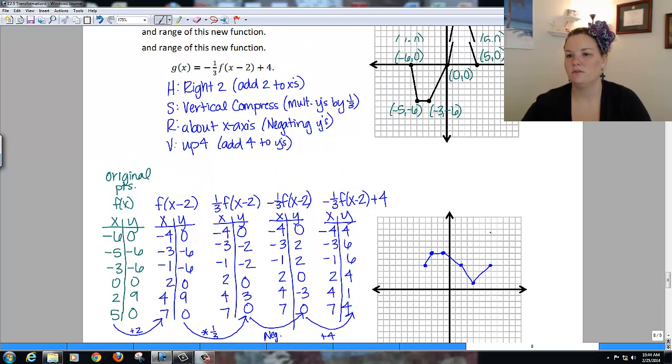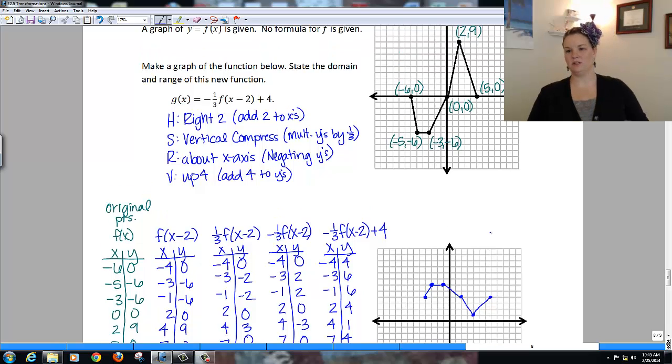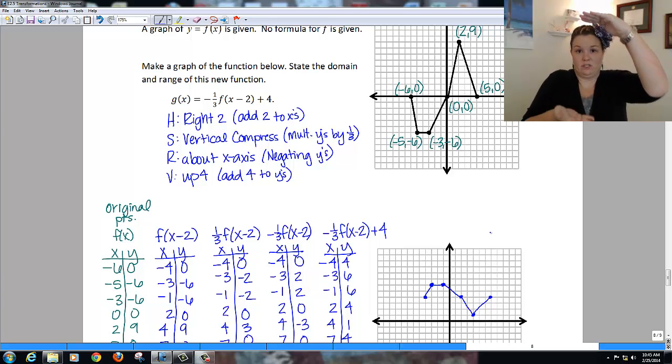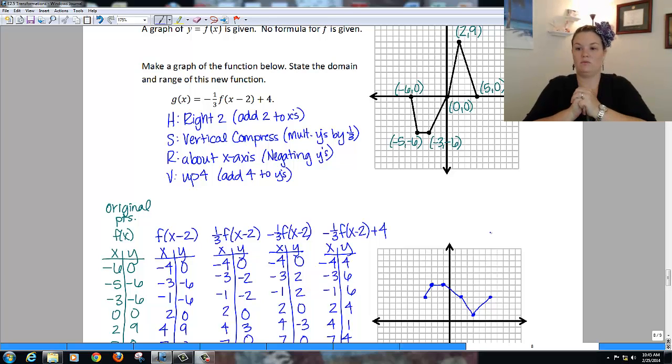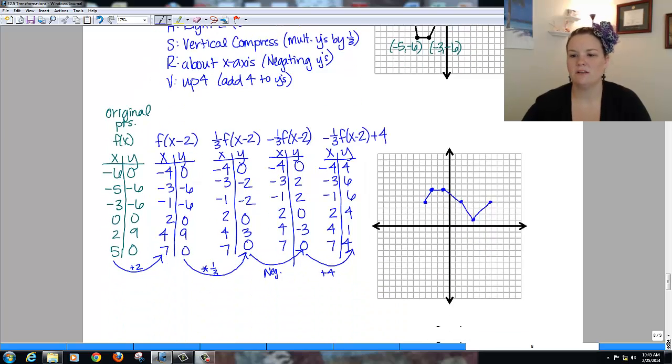And notice if we look from our original picture to this picture, it does look vertically compressed because it's not as long as the original. It's been shrunk, right? We moved it to the right 2. We vertically compressed it. We flipped it around the x-axis, which turned it upside down, and then we moved it up 4. Okay? And then we're going to go ahead and find domain and range.